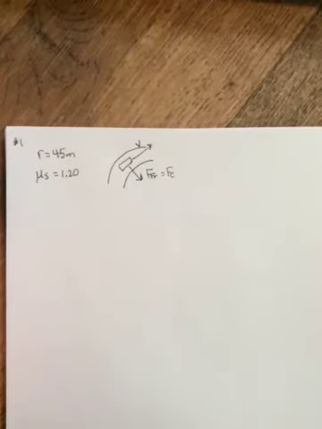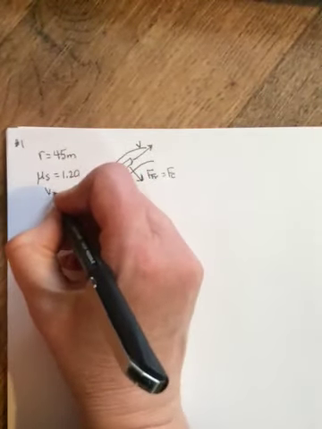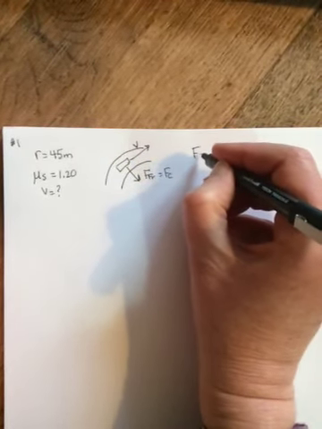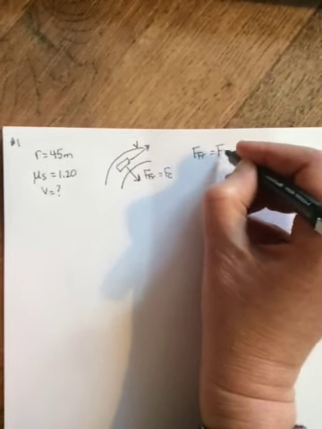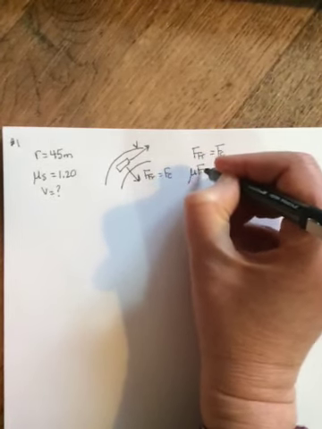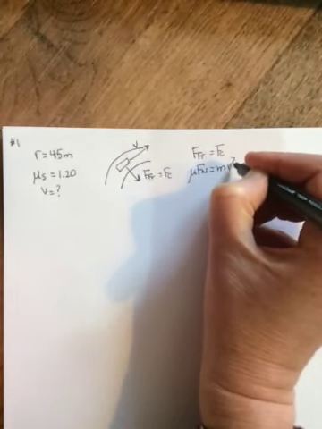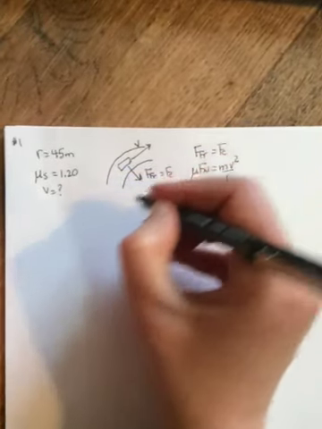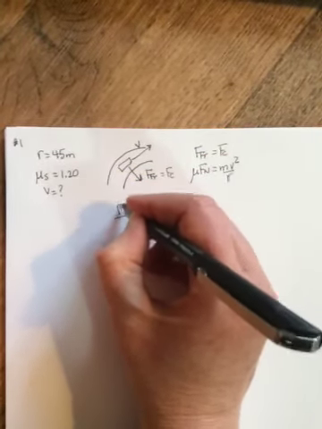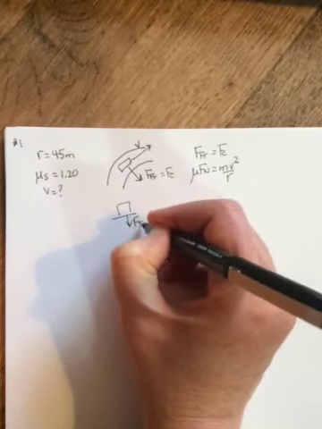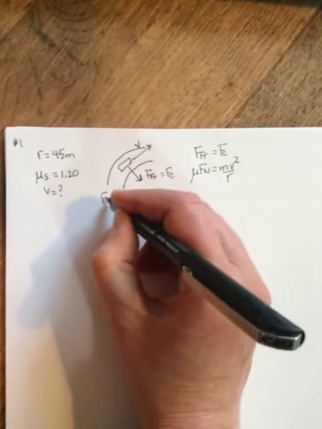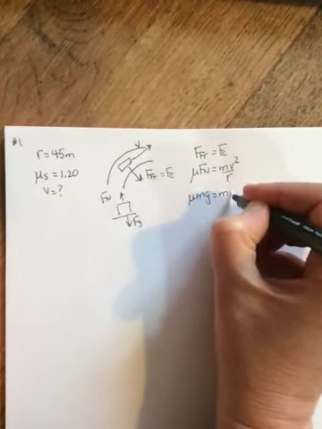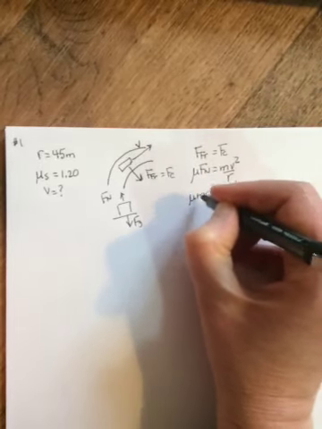And the question wants to know, what is the speed? V. And the curve is level. So we know that FFR has to equal FC, which means mu Fn is equal to mv squared over r. And Fn is just going to be mg because it's a level curve. If we were to look at it from the side, there'd be gravity going down and the normal force going up. Okay, so this will be mu mg is equal to mv squared over r, and the m's cancel.